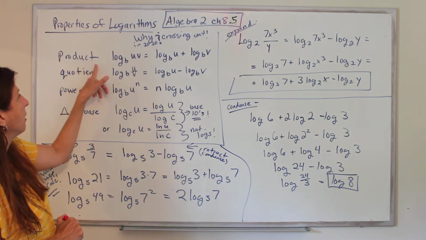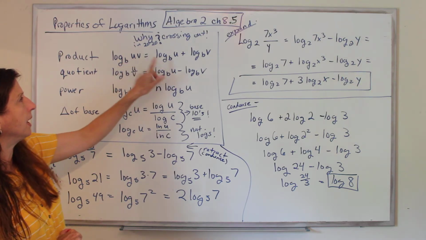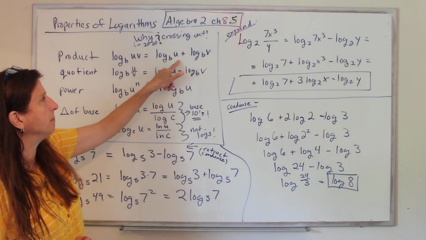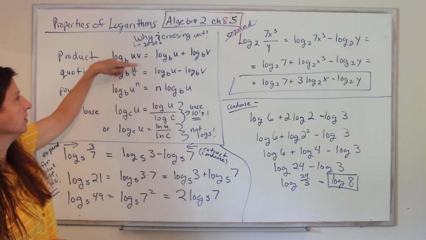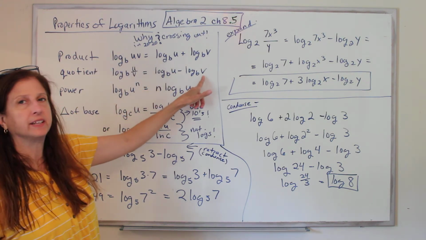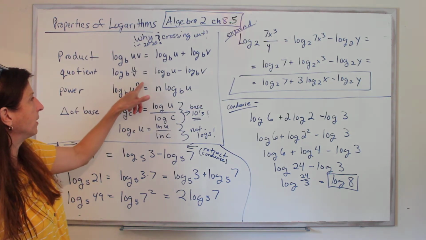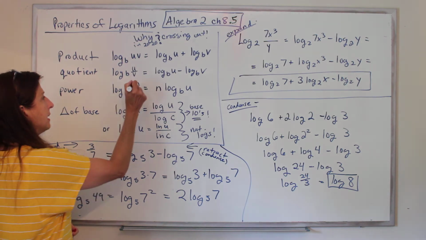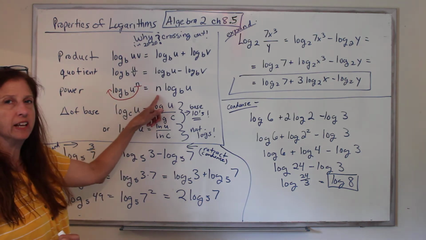Alright, so this is the product. If you have a log and two things are multiplied, you can separate them by adding. If they're divided, you subtract. The one in the numerator goes first, the one in the denominator is second. If you have a log raised to a power, then I imagine the power's on a swing because it goes whee and it swings around front. Okay?